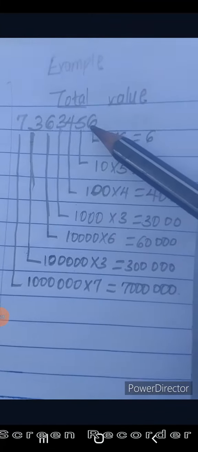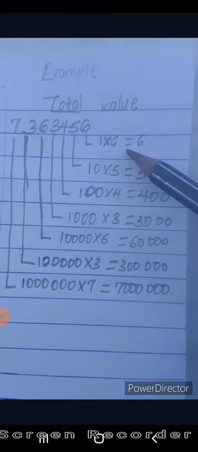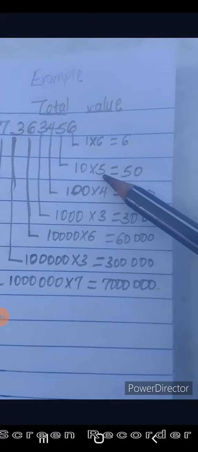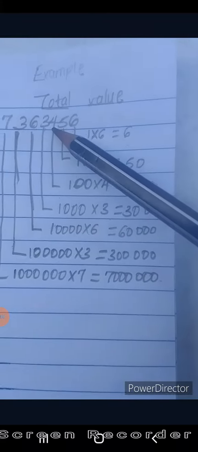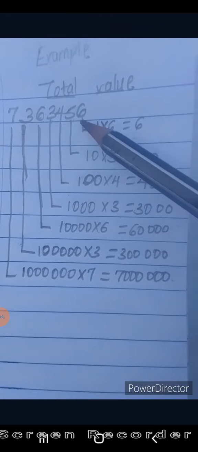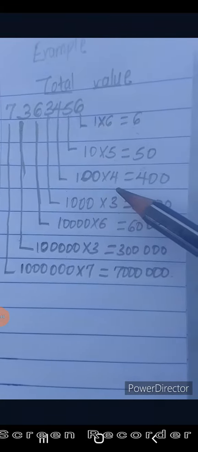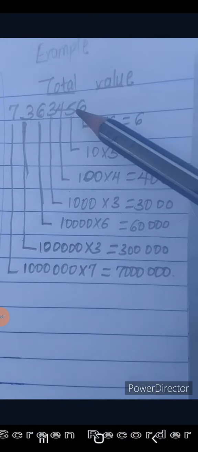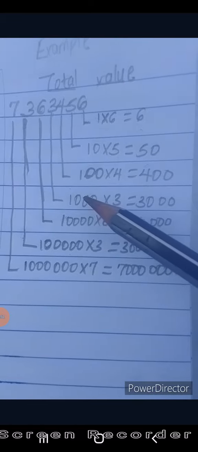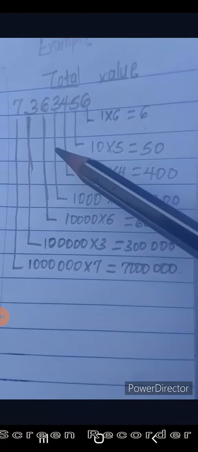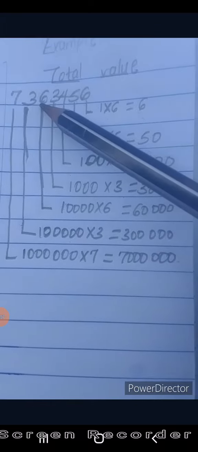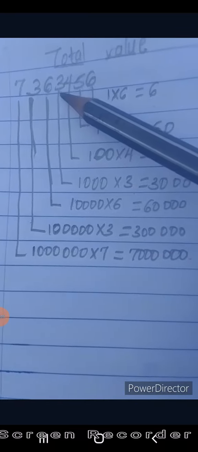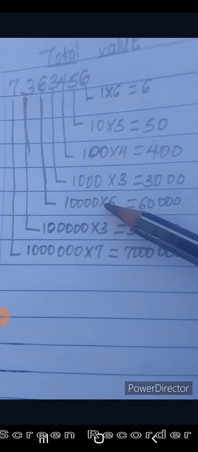So when given the same number, to find the total value, first of all, total value is the number times its place value. That is 1 times 6, 6. 5 is tens, 10 times 5, 50. 4 is under hundreds, 100 times 4, 400. 3 is under thousands, 1,000 times 3, you get 3,000. Then 6 is under tens of thousands, 10,000 times 6, you get 60,000.